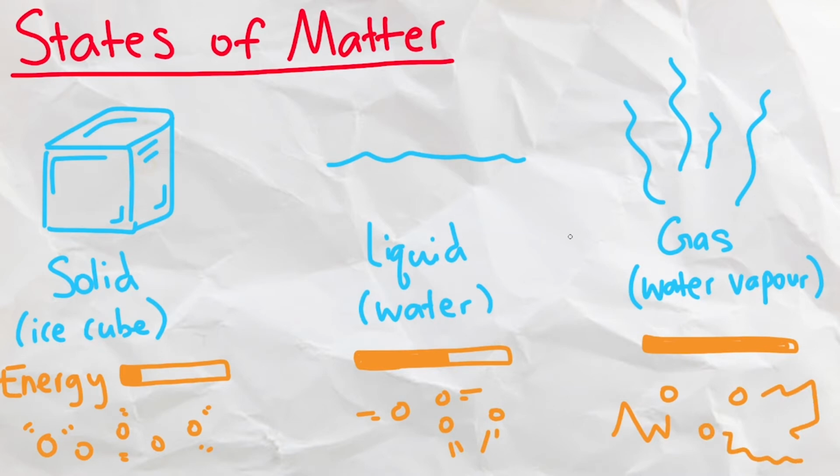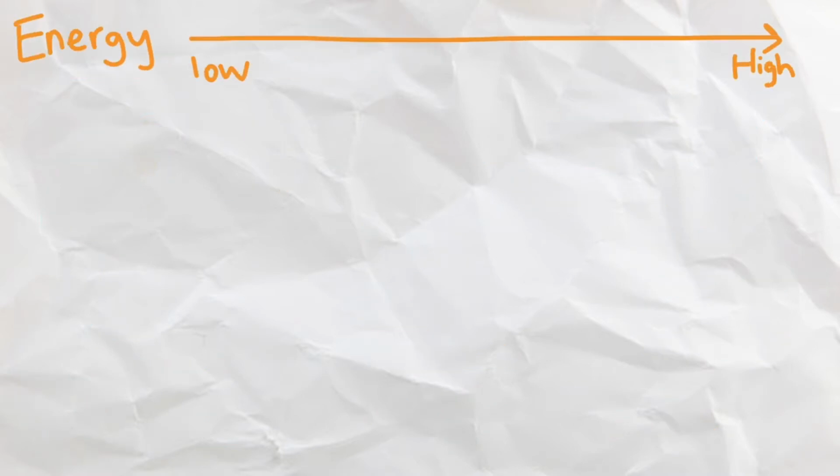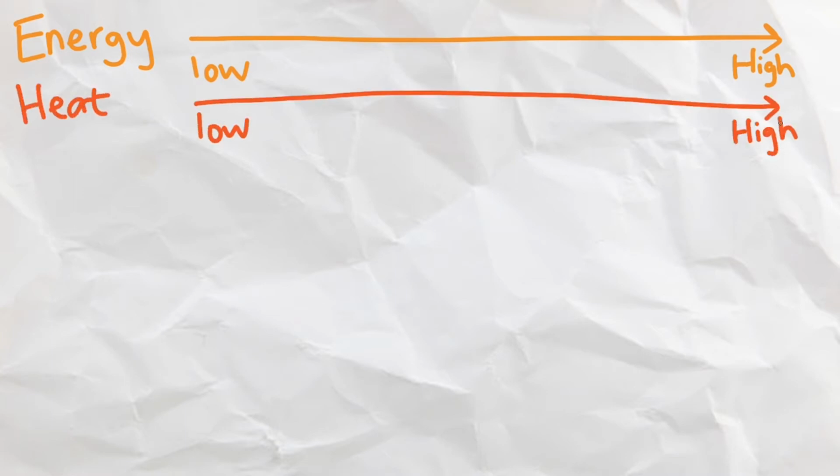To go from a solid to liquid, the matter has to melt, and for liquid to go to gas, the matter has to evaporate. As we go up the energy levels, the heat of each state needs to increase as well. Solid matter has the lowest temperature, followed by liquids, then gases.